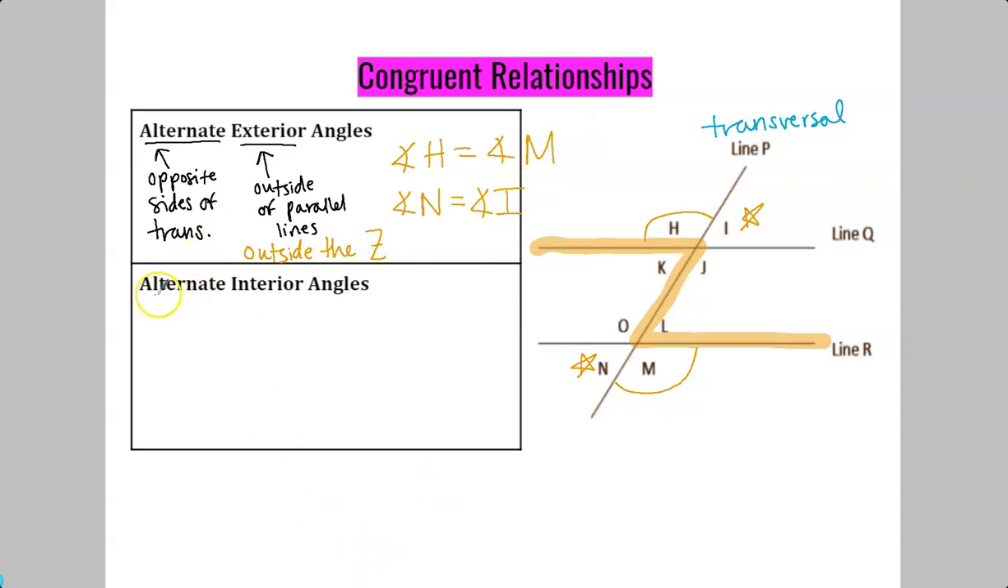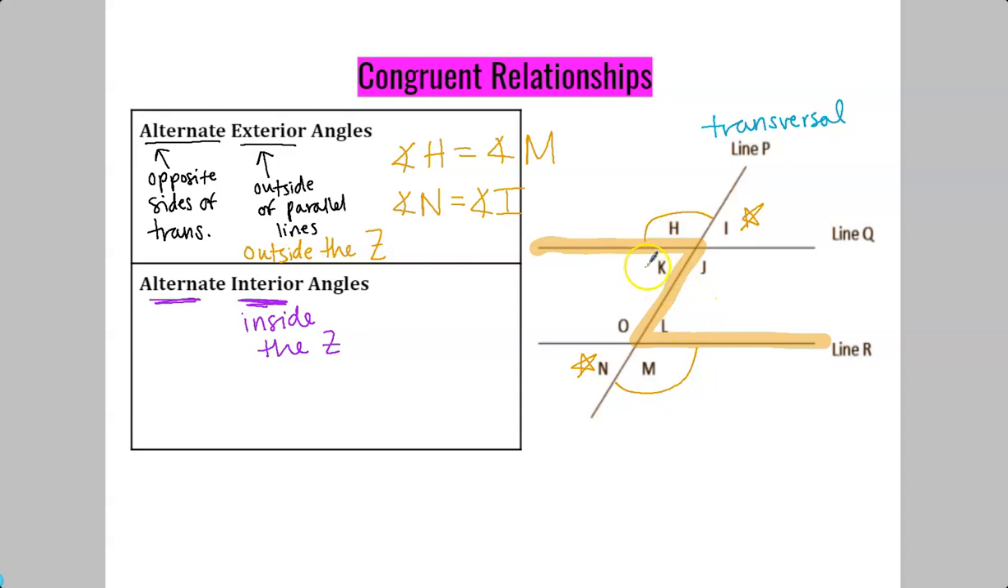All right, let's go ahead and look at alternate interior. So the same idea, except now interior, meaning we want to look inside the parallel lines or inside the Z. And again, alternate, meaning opposite sides of the transversal. So if I'm looking on the inside here, that could either be K, J, O, or L.